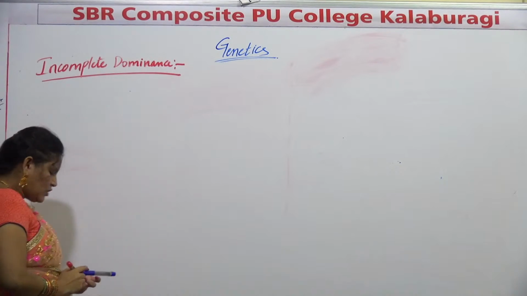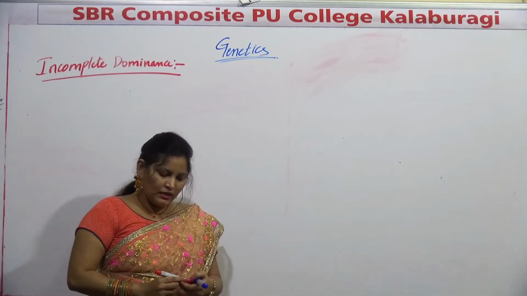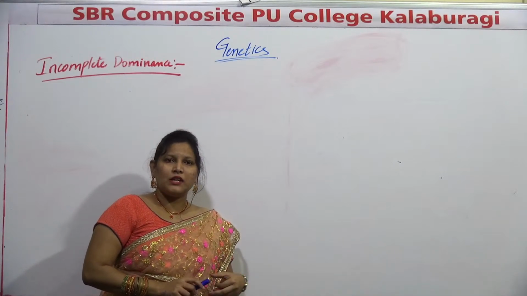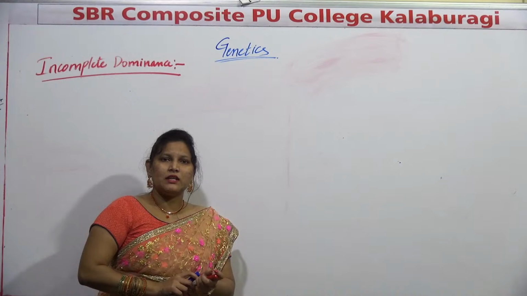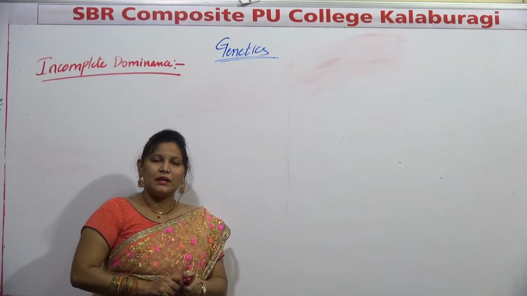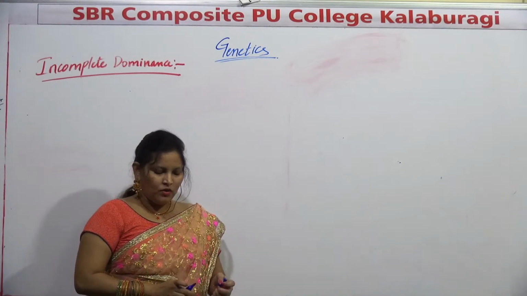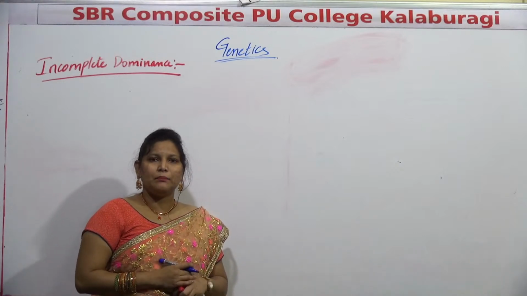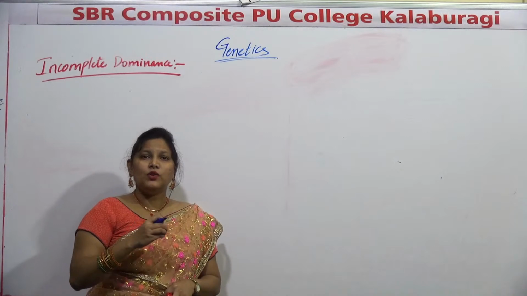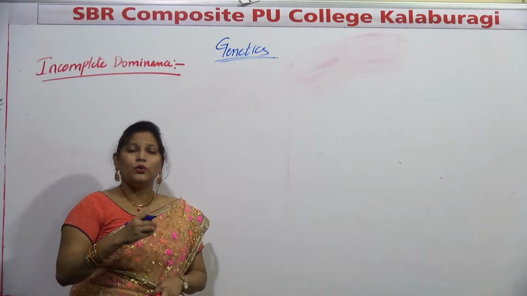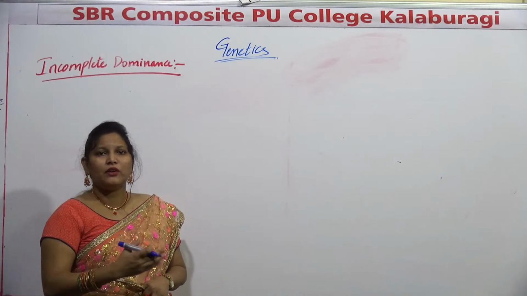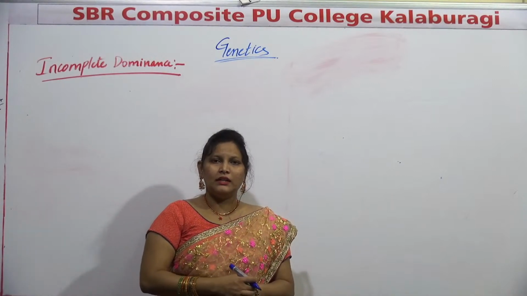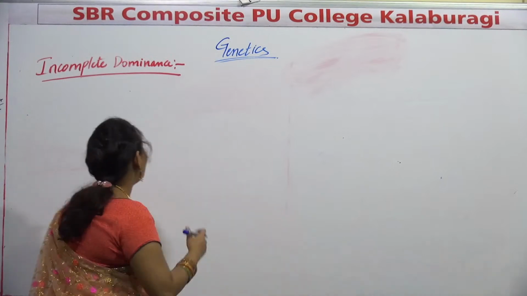Incomplete dominance: before Mendel postulated his laws, Carl Correns studied incomplete dominance in Antirrhinum species and Mirabilis jalapa. How can we define incomplete dominance? The failure of the dominant allele to completely mask the effect of the recessive allele results in a phenomenon called incomplete dominance.